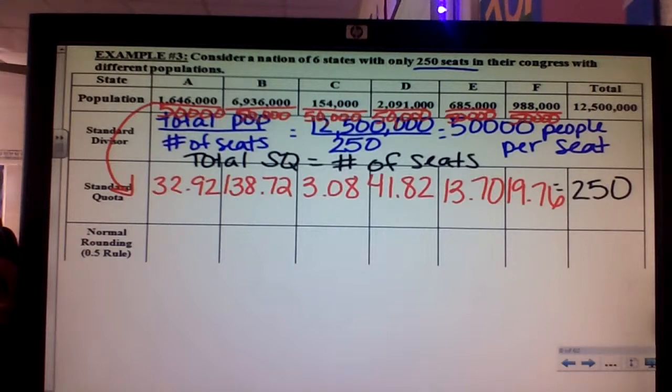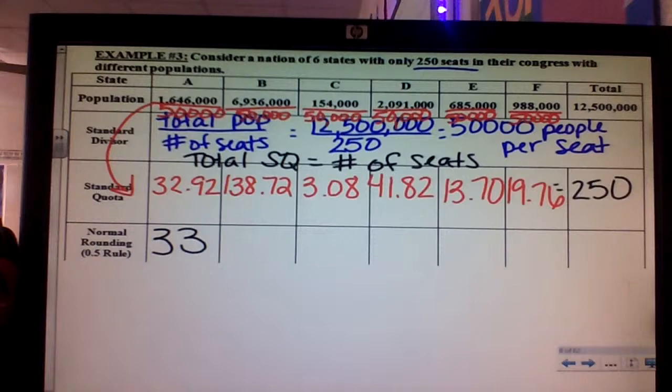The methods that we learn, we're actually gonna have to learn how to round these. So there's gonna be 3 different types of rounding. One of them is normal rounding, which is what you're used to. If it's 0.5 or above, you round up. If it's 0.4 or below, you leave it. So 32.92 rounds to 33.